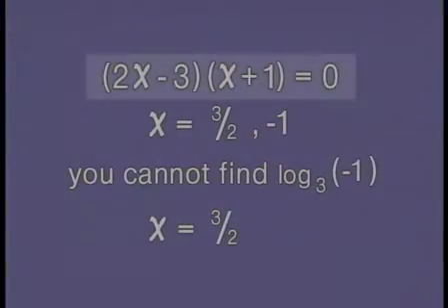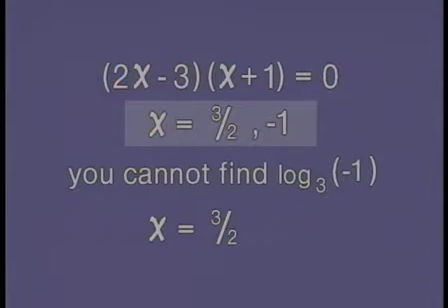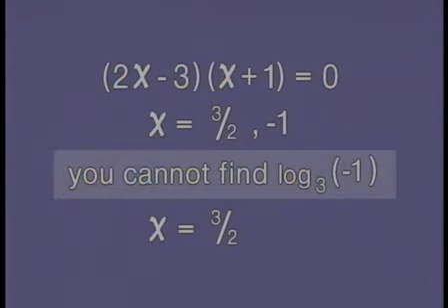We see that we factored 2x squared minus x minus 3 into 2x minus 3 times x plus 1, set equal to 0. As we've done before, we have two factors equal to 0. We set each factor equal to 0, and x equals 3 halves, or x equals negative 1. Notice the statement on the third line, which is highlighted. You cannot find the log base 3 of negative 1. In fact, you cannot find the log base anything of negative 1 because we said earlier we can never take the log of a negative number.